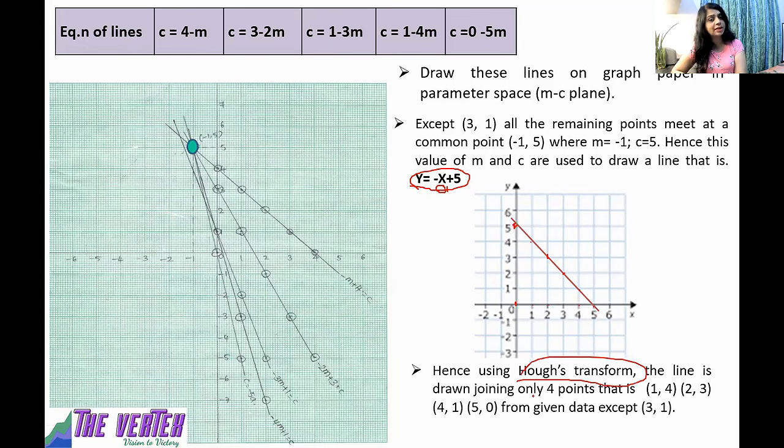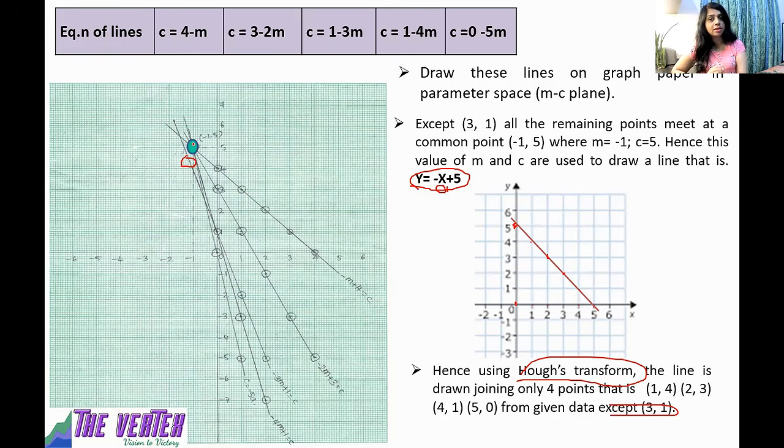The line is drawn joining only 4 points, that is 1, 4, 2, 3, 4, 1 and 5. We couldn't because this fifth line is not crossing the point, so we could draw a line joining only 4 points. The 3, 1 is not crossing this point. So this is the solution of Hough's transform.